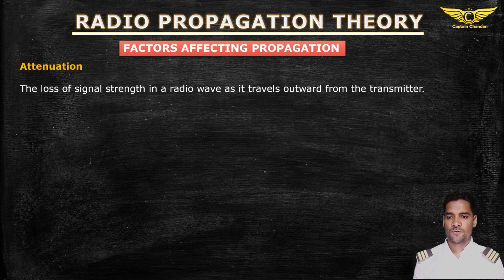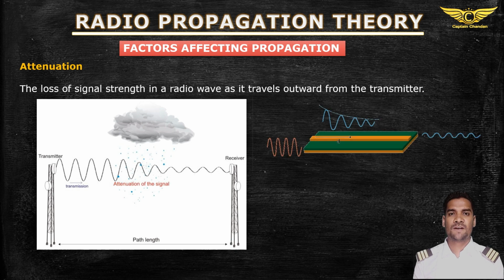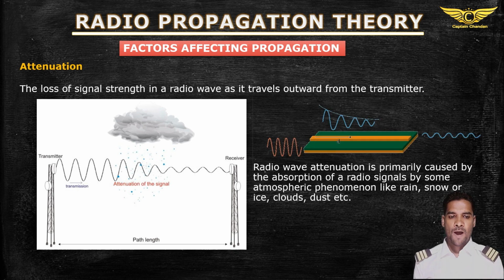Attenuation, the loss of signal strength in radio wave as it travels outward from the transmitter, or simply reduction of signal strength during transmission. You can see in the image the magnitude of the signal getting weaker, that is attenuation. Radio wave attenuation is primarily caused by the absorption of the radio signal by some atmospheric phenomena like rain, shower, ice, cloud, dust, etc.